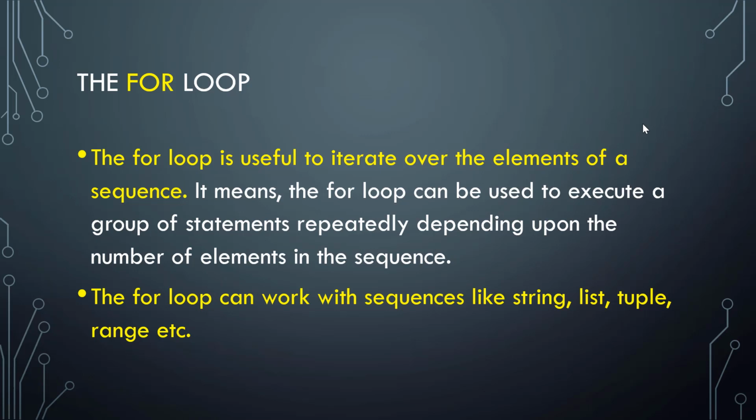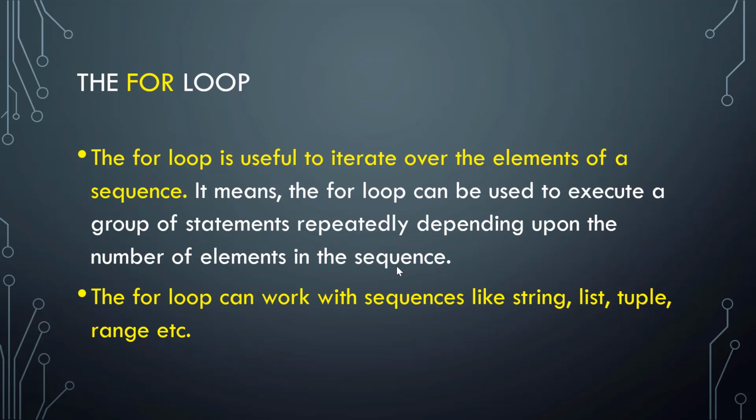So what is a for loop? It is useful to iterate over the elements of a sequence. The sequence can be a list, a tuple, a string, or a range. The for loop can be used to execute a group of statements repeatedly depending upon the number of elements in the sequence. It will automatically iterate over all the elements, from the first to the last element of the sequence itself. That is the default way.